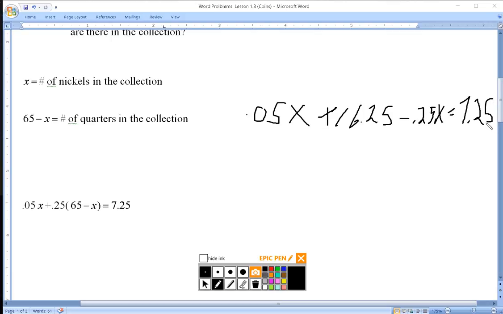So 0.05x plus 16.25 minus 0.25x is equal to 7.25. Okay, then I have one equation with one variable, so generally what you want to do there is isolate the variable. So I combine the x's on the left side, 0.05x minus 0.25x. That gives me a minus 0.2x.